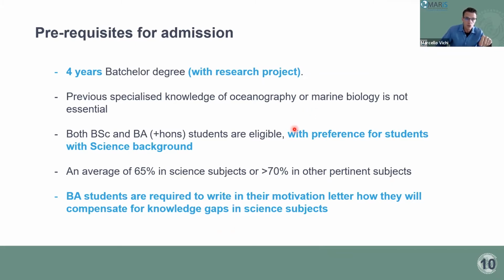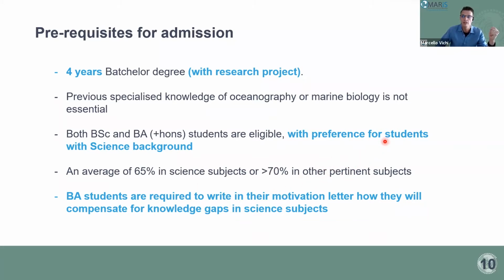And this is why we also consider eligible students with a BA, a Bachelor of Arts. We have a preference for students with a science background, and you will immediately understand why. But students with a BA are also to be considered and will be considered. We have had very good experience with BA students, but of course, some of them didn't cope because of the quite relevant component dedicated to scientific subjects. So we are looking for an average of 65% in science subjects, or if you have a majority of other subjects from your BA, then it has to be a higher average.